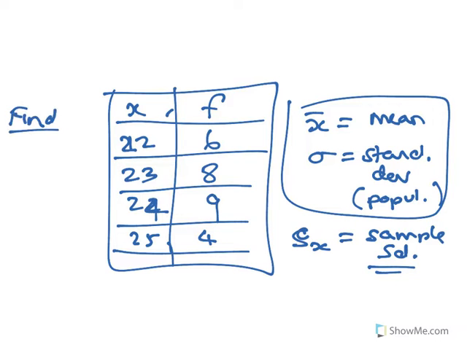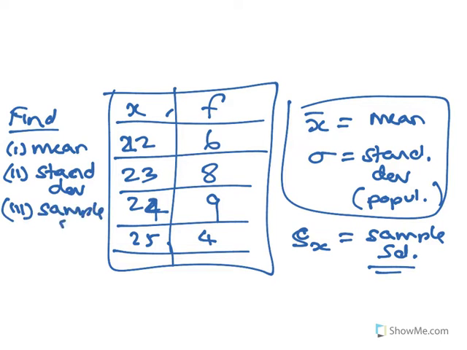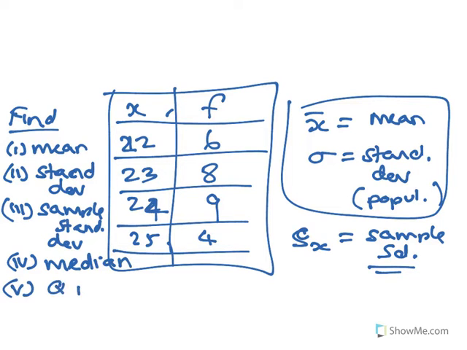Okay, so what we're going to do is just find all the things you can in a calculator. So you get mean, we're going to get the standard deviation, we're going to get the sample standard deviation, remembering the standard deviation is the average distance the scores are away from the mean. And then once we've done that, we're going to get the median on the calculator, and we're going to get Q1, the lower quartile, Q3, the upper quartile, and then we're going to get the interquartile range, which is Q3 minus Q1.